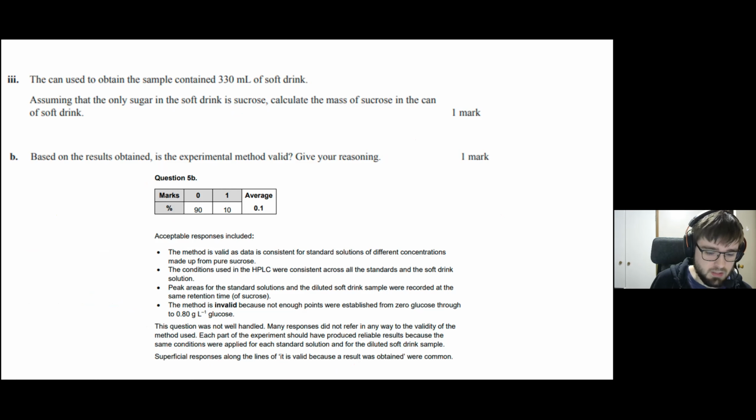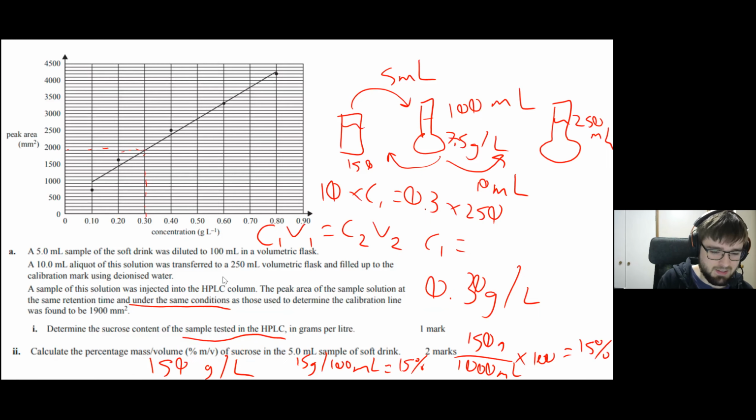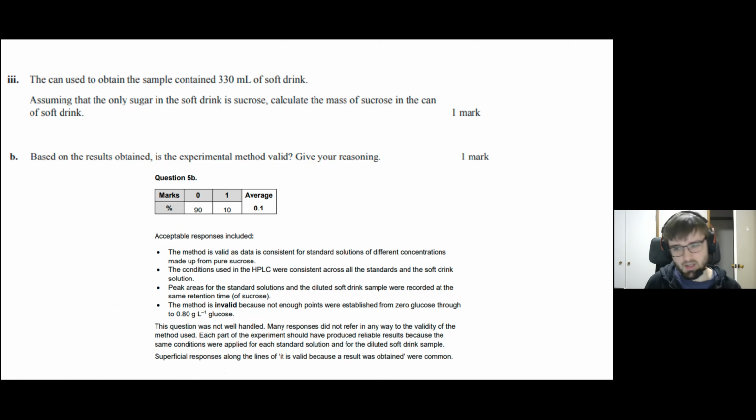Or you could say that the method is invalid because there weren't enough points. Again, I think these answers are pretty dodgy. You could say that maybe a 0.3 and a 0.5 and a 0.7 would be nice to have in there. I probably wouldn't go and say it's invalid because of that. But again, I think it's pretty hard to argue in one mark why something's valid. You would have to go through like 5 different reasons why the thing wasn't invalid.